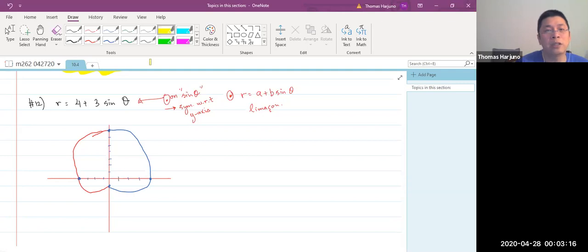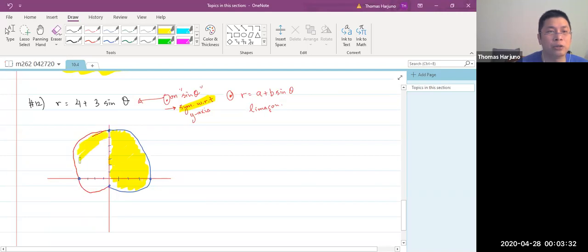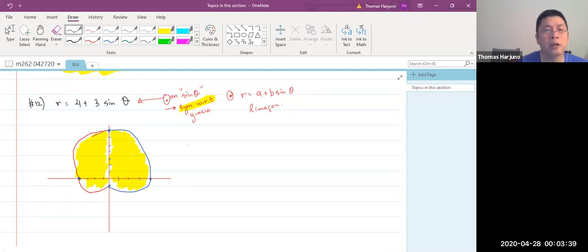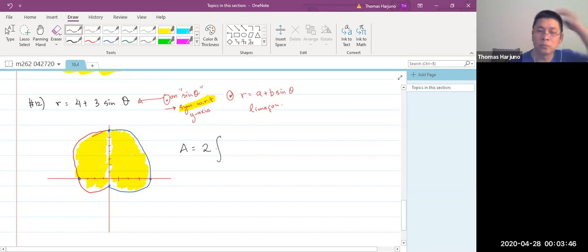Now, what is the area of the region? I will do the following. The area of the total region is twice the area of this yellow one. Why? Because of the symmetry. So the area there and the area here should be the same. Now, the area equals 2 times the area on the left hand side.